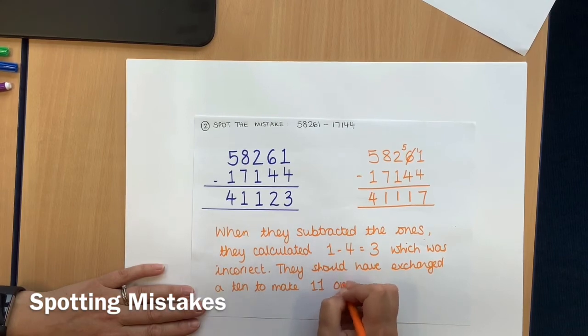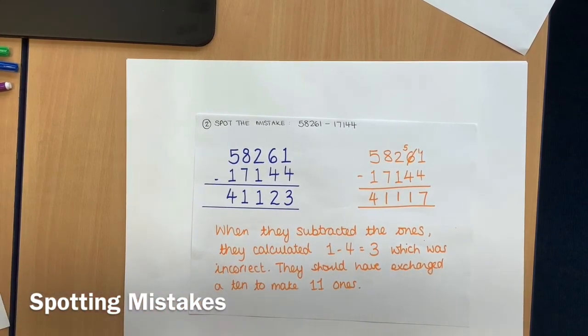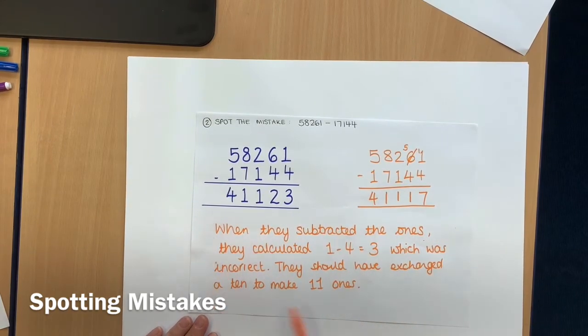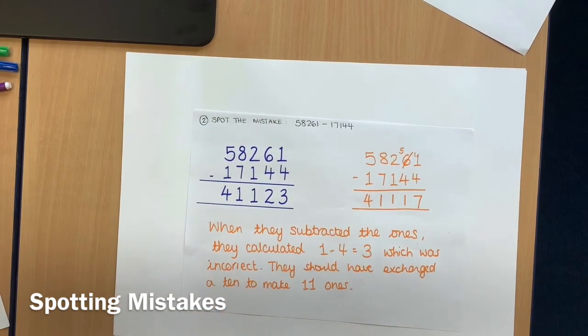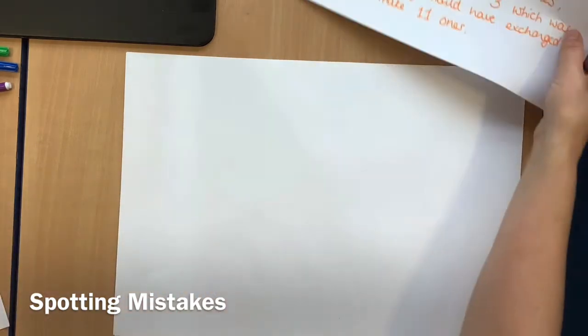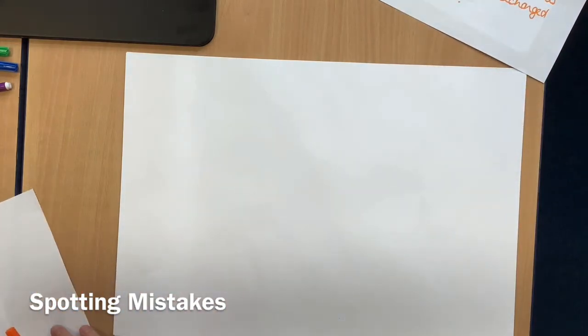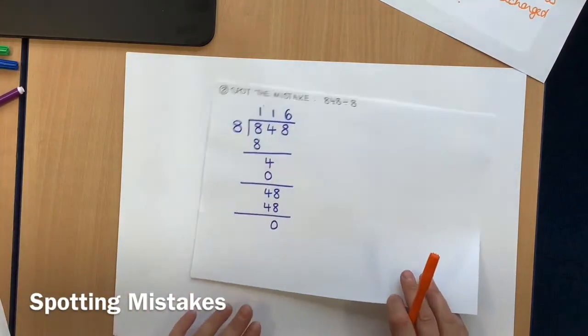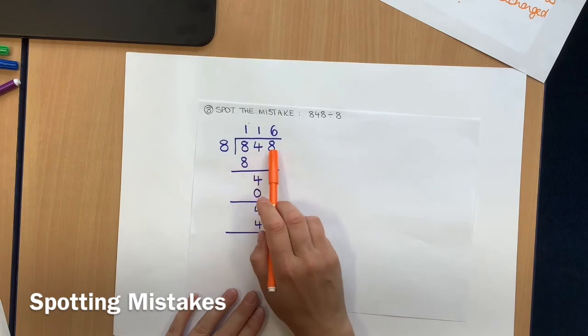11 ones. Okay, so being able to do this, being able to find a mistake, but most importantly explain it, shows that you've really got a broader understanding of calculation, how it works. Okay, let's do one more. So let's do this one. So this is a division. So we've got 848 divided by 8.